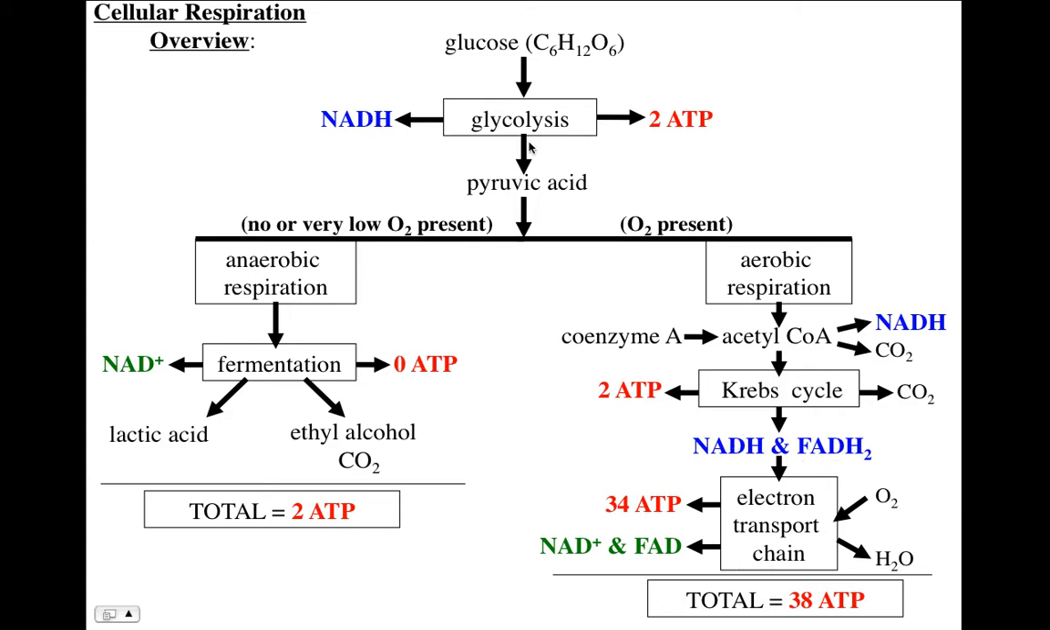All the NADHs and FADH2s now can go to the electron transport chain. During the electron transport chain, 34 ATP can be produced. NAD pluses and FADs are also recycled and able to be used again. And finally, oxygen is the final electron acceptor, accepting electrons, forming water. A total of 38 ATP are made in the aerobic pathway.